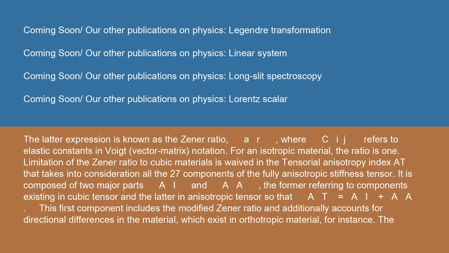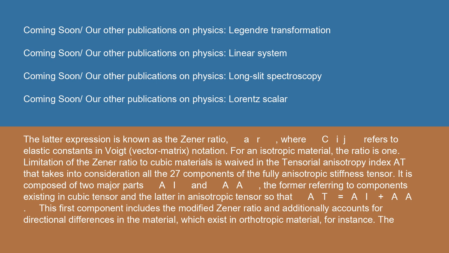The latter expression is known as the Zener ratio, AR, where CIJ refers to elastic constants in Voigt matrix notation. For an isotropic material, the ratio is 1. Limitation of the Zener ratio to cubic materials is waived in the tensorial anisotropy index, as that takes into consideration all the 27 components of the fully anisotropic stiffness tensor.